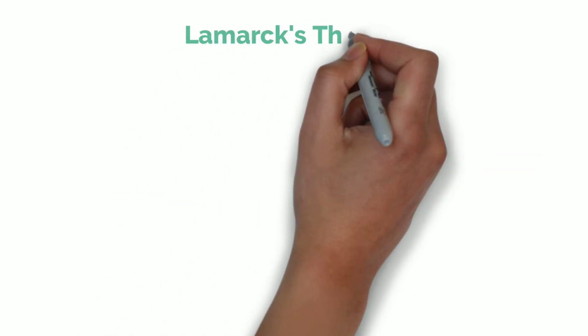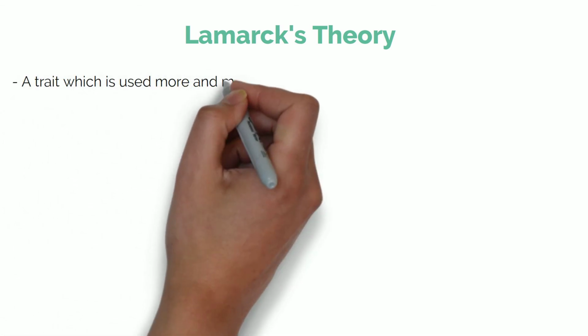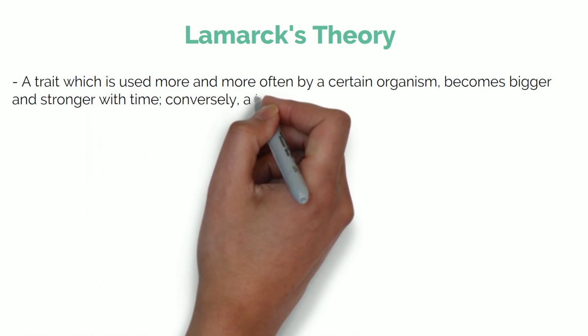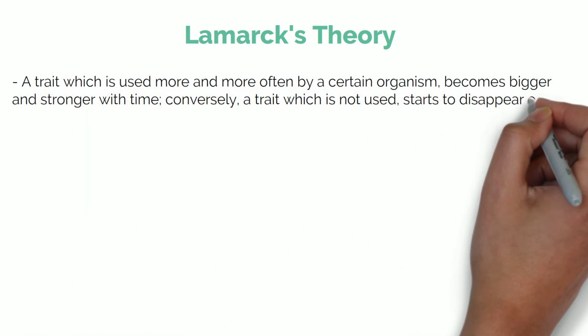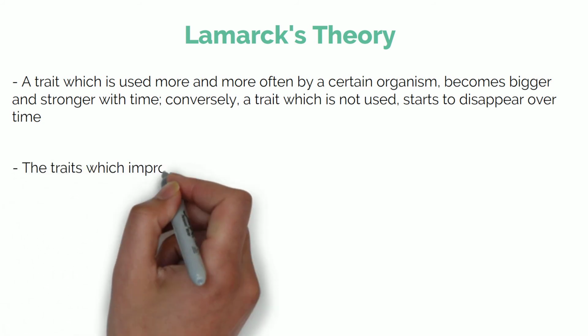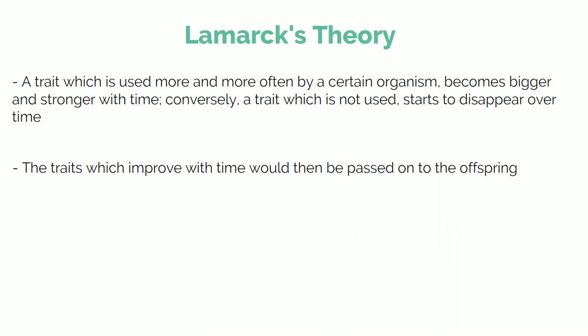Let's now talk about two very important theories which contributed to our knowledge of how species evolved through time. One of these theories was developed by Lamarck, and the other by Darwin. Let's start with Lamarck's theory. According to Lamarck, a trait which is used more and more often by a certain organism becomes bigger and stronger with time. Conversely, a trait which is not used starts to disappear over time. The traits which improve with time would then be passed on to the offspring. So take giraffes for an example.